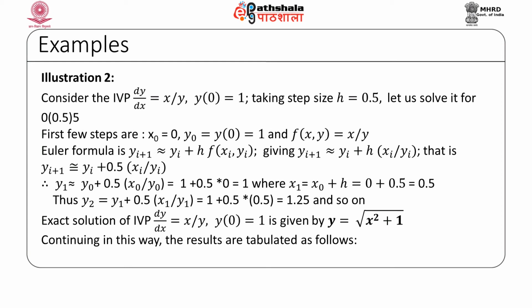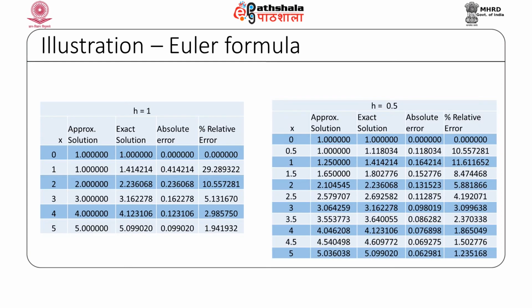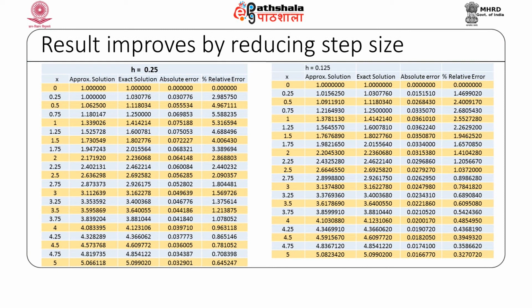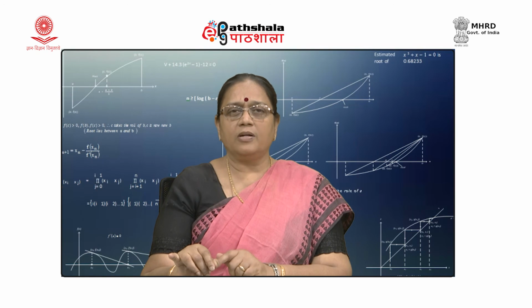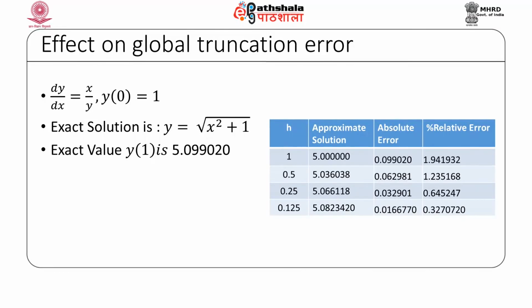The correct solution is given by square root of x square plus 1, and we have tabulated the results obtained with h equal to 1, h equal to 0.5, h equal to 0.25 and h equal to 0.125. I advise you all to write a program or use any package, Maple or Mathematica or MATLAB, or write a program if you know a programming language, and run these programs, verify these results.